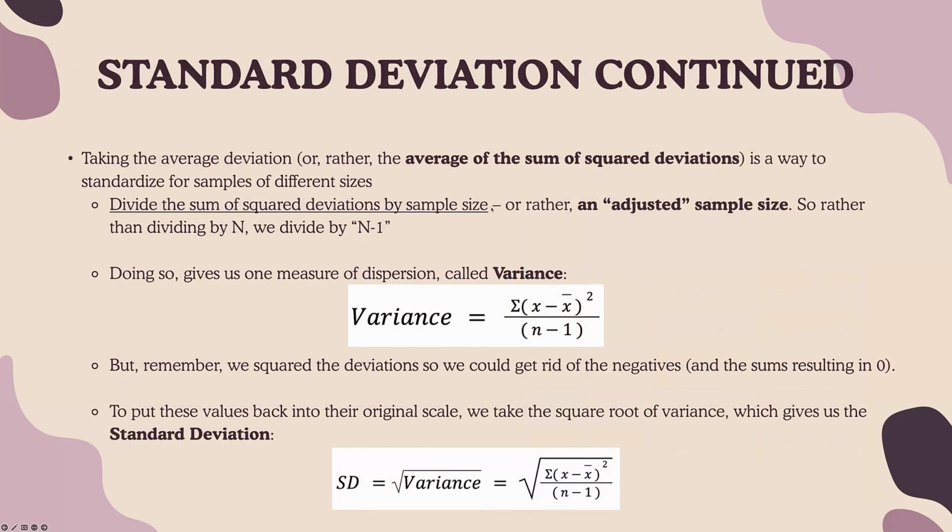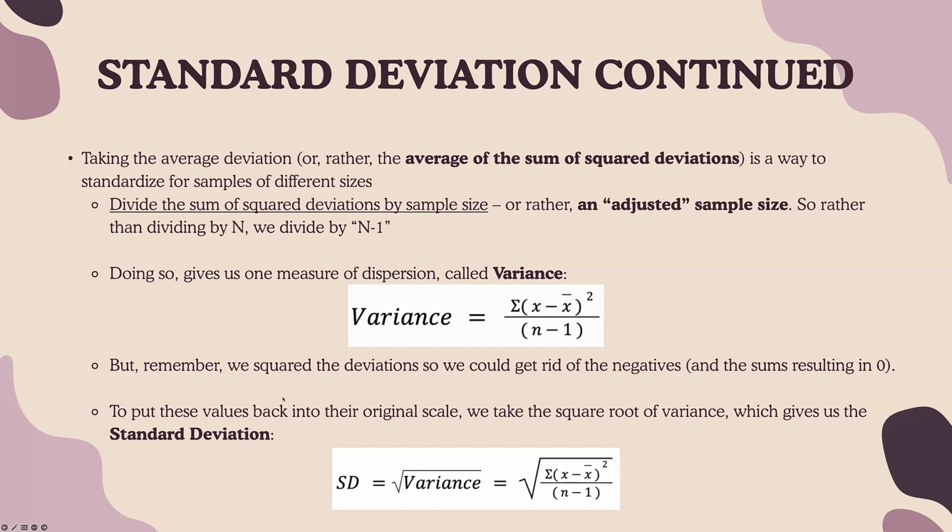Now we need to take the average of this number. Right? So how do we take the average? The sum of the squared deviations, we divide that number by sample size. But importantly, we use an adjusted sample size. So rather than dividing by n, we divide by n minus 1. And it gives us a measure of dispersion called variance. Variance, sometimes we use it, a lot of the time we don't. And that's because it's in these weird squared units. And we did that to get rid of our negatives, so we didn't have the sum resulting in 0.